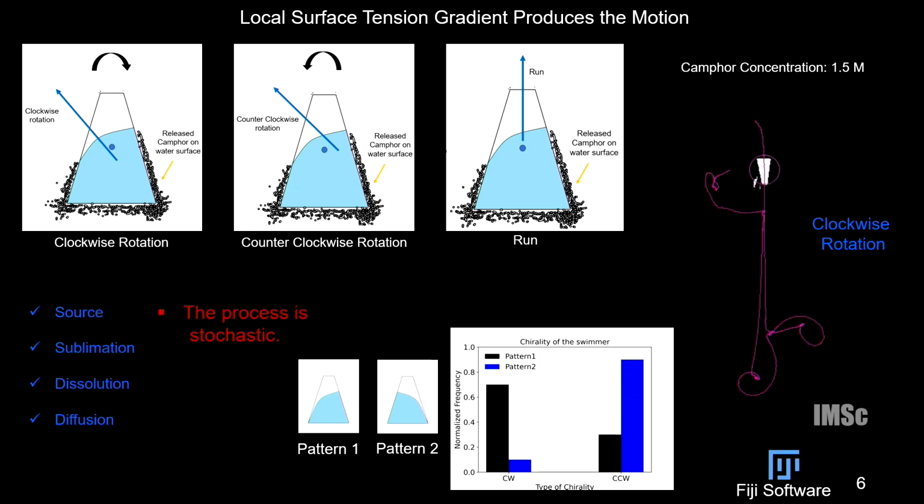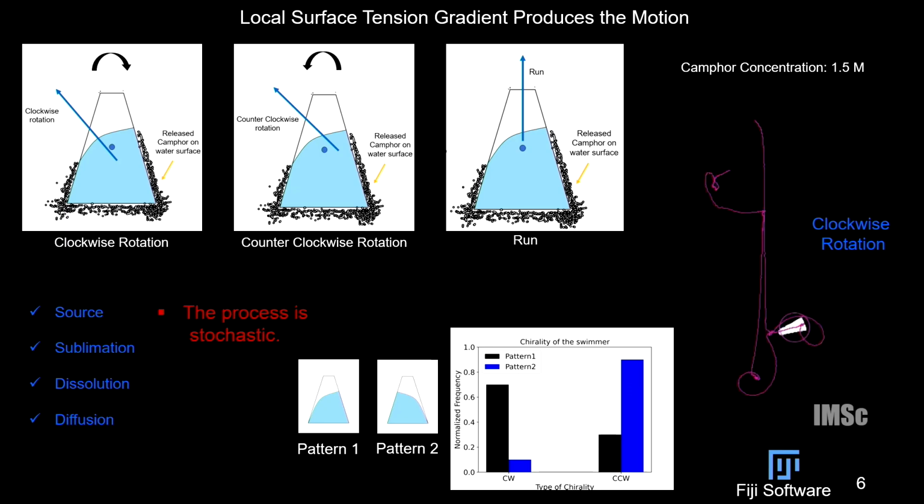This swimmer is releasing the camphor on the water and producing torque. The release of the camphor produces a surface tension gradient and a resultant force. If the force comes from above the center of mass, it will show counterclockwise rotation. If it comes from below the center of mass, it will show clockwise rotation, and if it is from bottom to top, it will show the run.